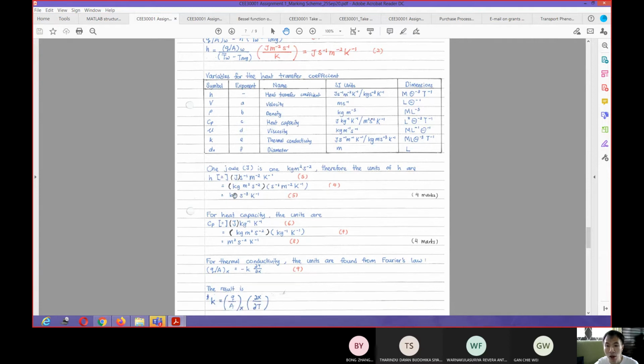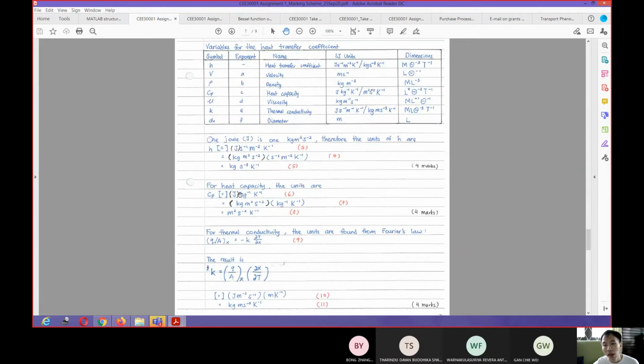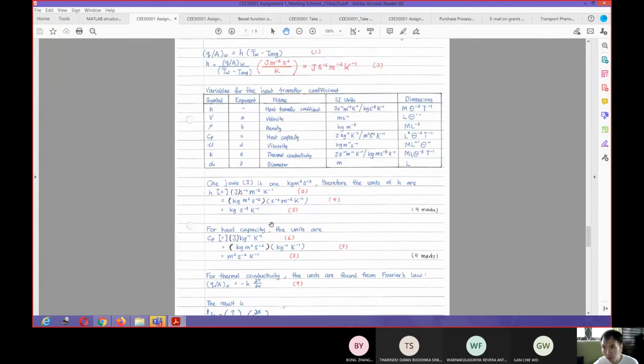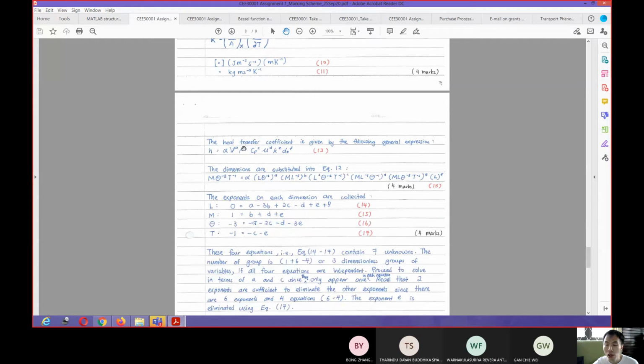Okay, so joule in here can be converted into kilogram meter squared second to the power of minus 2, basically. Okay, then you will get this. And then also for the heat capacity, I want to convert this joule also into the mass, length, and time units as well. And then for the thermal conductivity, also the same. Then you can equalize them.